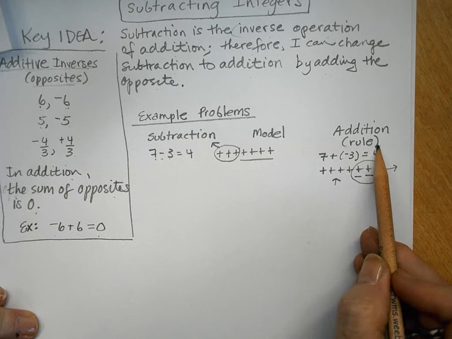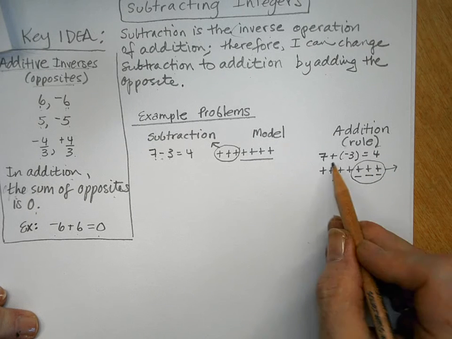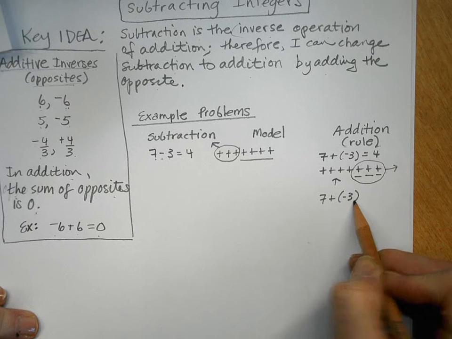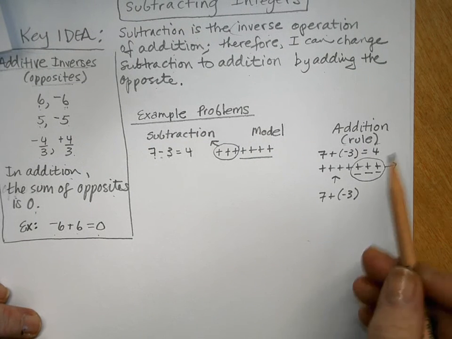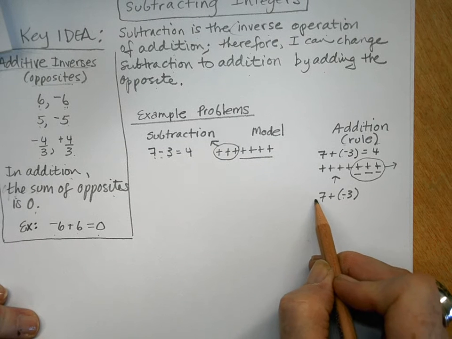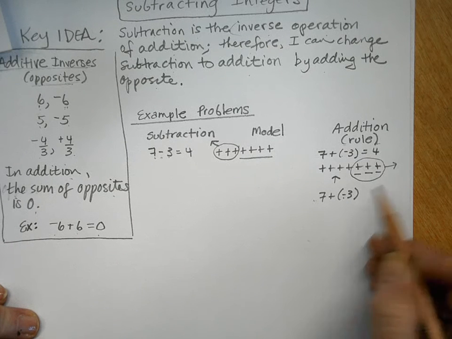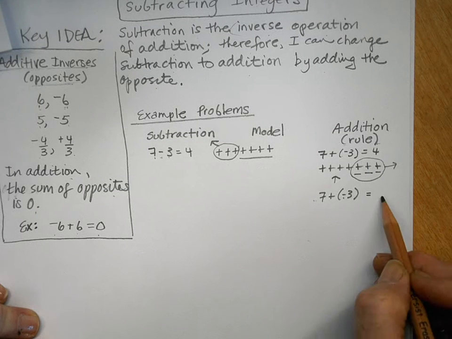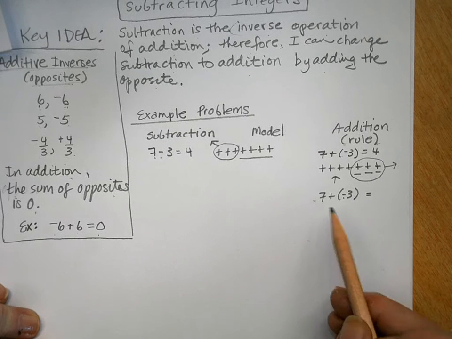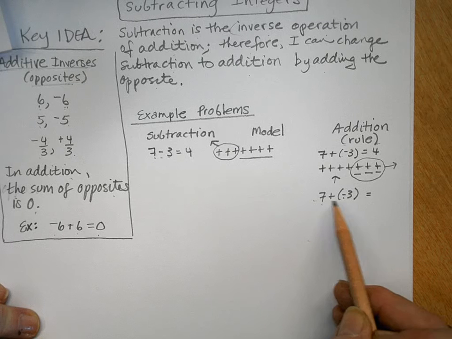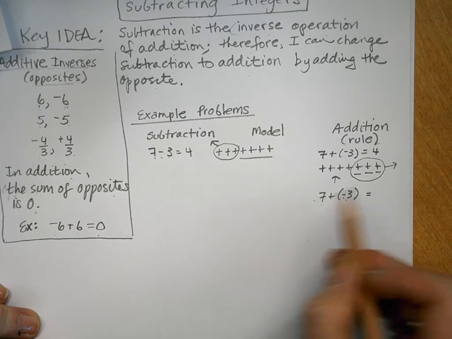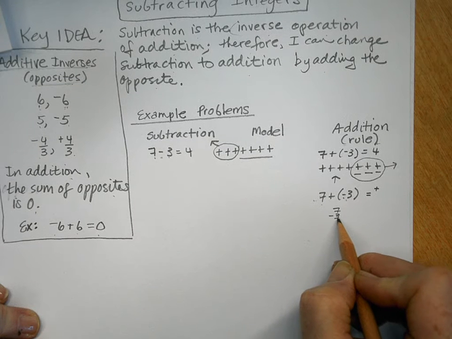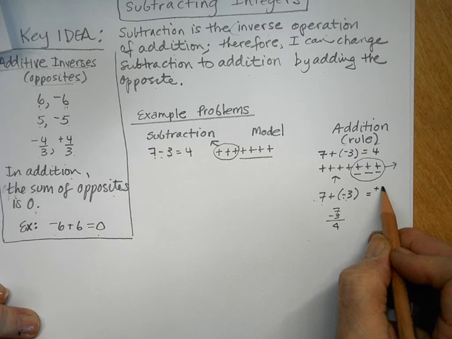I could also use the rule to solve this problem. I have 7 plus -3. Now my rule is that I have different signs. I have a positive and a negative, so I'm going to find a difference. That means I'm going to subtract. And my answer will get the sign of the greater absolute value. 7 has a greater absolute value than does -3. So I know it's going to be a positive answer. I find my difference, and I get 4.